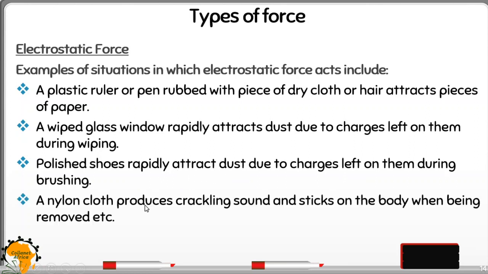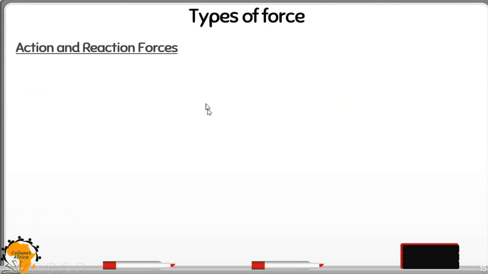Have you ever noticed when you are removing a nylon cloth, there is that crackling sound, and sometimes you even see sparks, and that cloth sticks on your body? I'm sure you have experienced this. The reason we have all this is because when you are removing your cloth, you are rubbing the cloth against your body, and therefore you are creating charges. Those charges are the ones that are responsible for the crackling sound, and it sticks on your body because there is that attraction. So we move to another type.